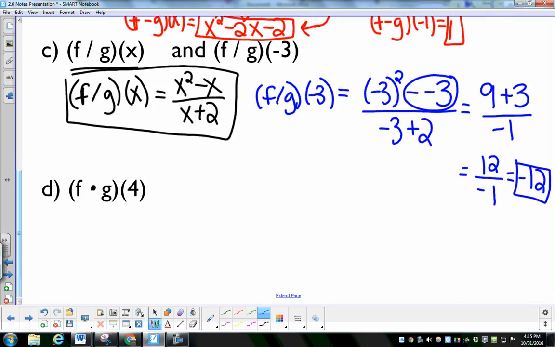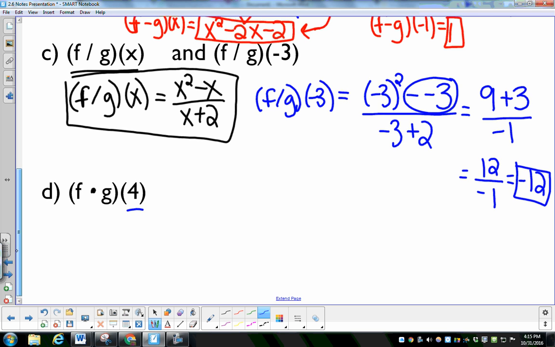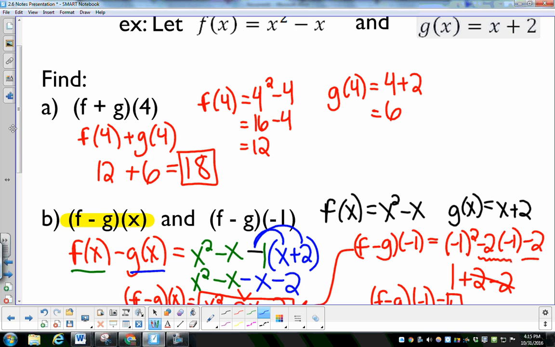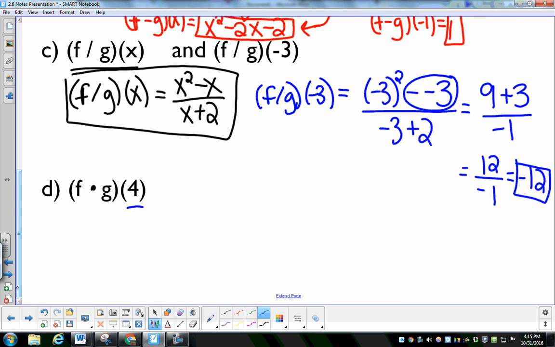Last, we're multiplying here our two functions. So on this one, I think we might just want to do it separately, especially because we don't have to write it in terms of x this time. All they want is in terms of 4. Well, if you look back up, I think we already found each function in terms of 4 on the very first one. We found f of 4 is 12 and g of 4 is 6. So now we're just multiplying those. So we're just doing 12 times 6. And we get 72. So you can either do them separately or find it in terms of x and then plug your x value in. Either way it works.